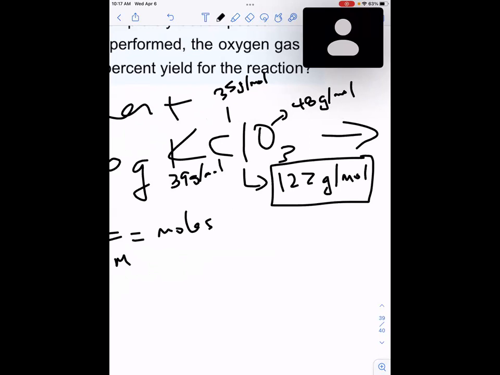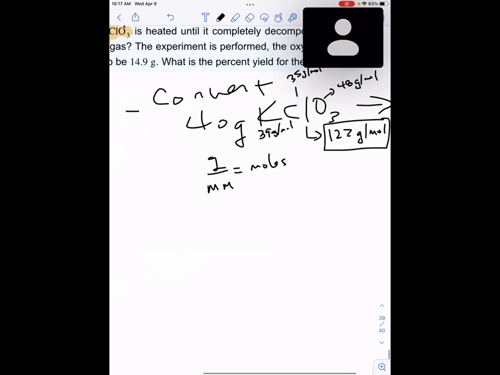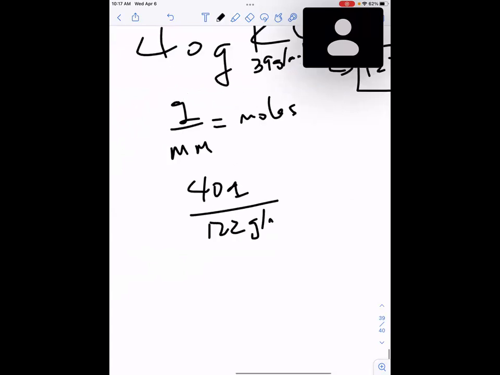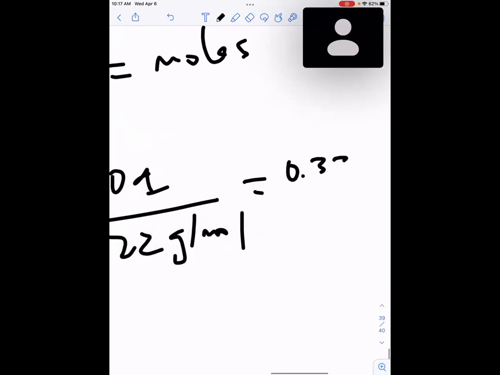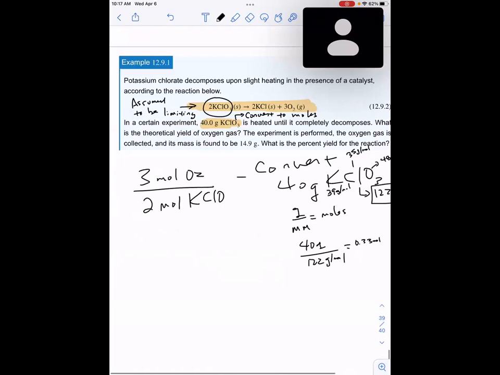I got 122. All right, so we're going to take that 40 grams divided by 122 grams per mole to get moles. I need somebody to knock that calculation out, I don't have my calculator with me. It's about a third, 0.3 something. I got 0.33. So 0.33 moles. We're starting out with 0.33 moles of potassium chlorate.